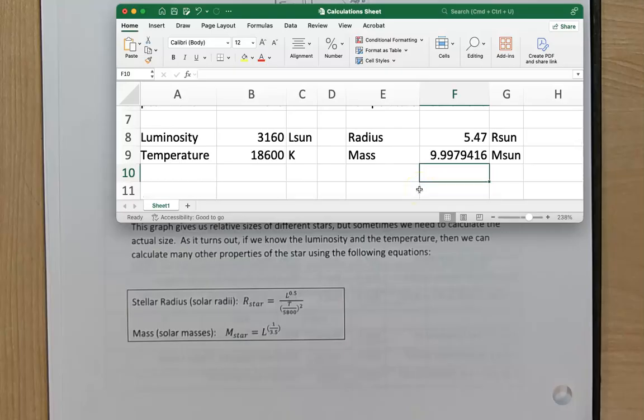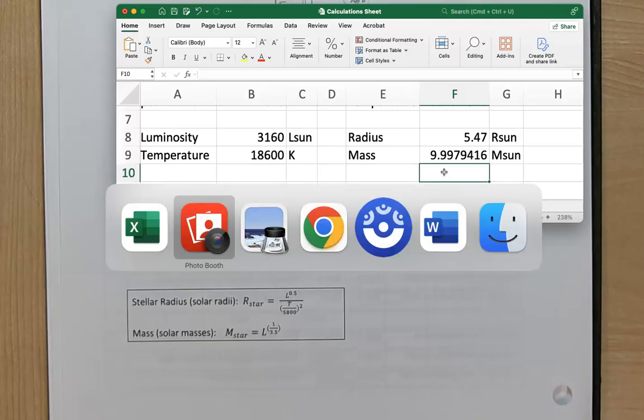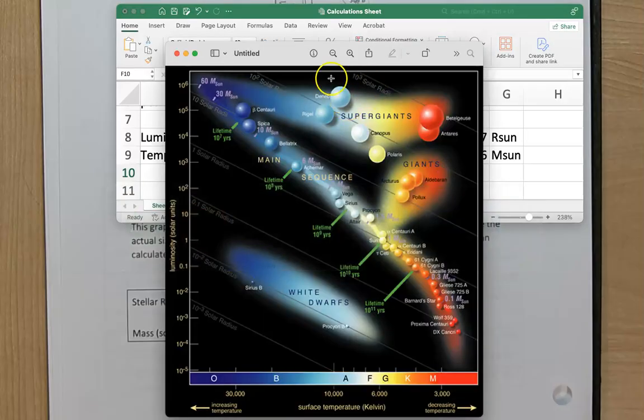Did we do our math right? Okay, great. We programmed our spreadsheet to do some math. Or is it doing the math correctly? How can we check? Let's look at an HR diagram.